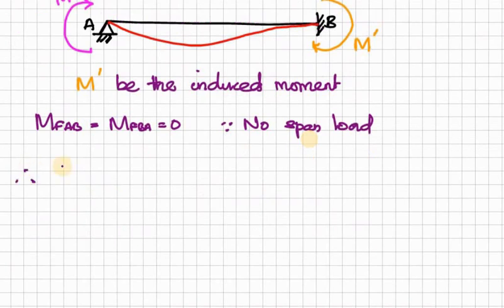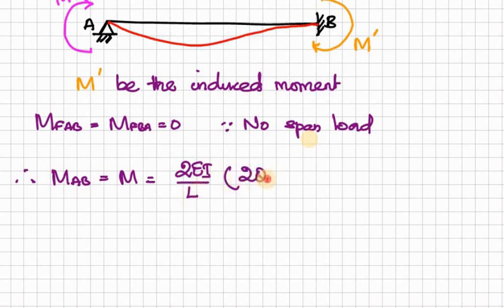Now applying the slope deflection method, we will get MAB, which should be equal to M because we apply moment M, equal to 2EI by L into 2 theta A plus 0, other parameters being 0: theta B is 0, delta is 0, fixed end moment is 0. Therefore, 4EI by L into theta A.